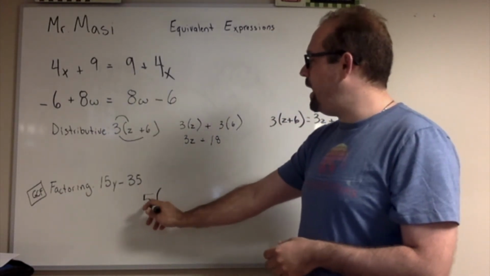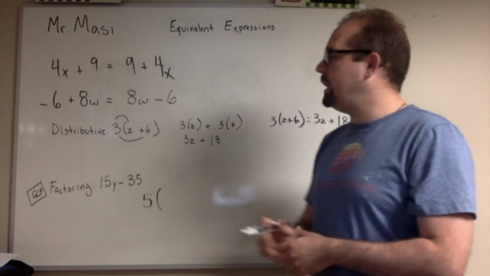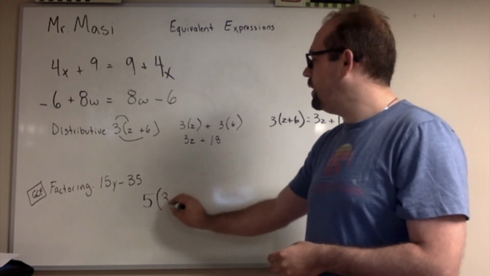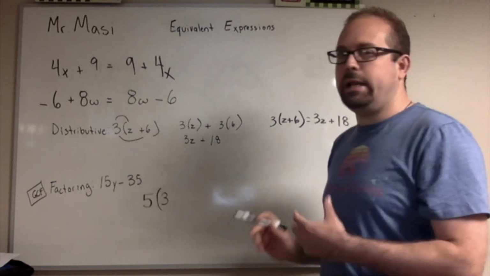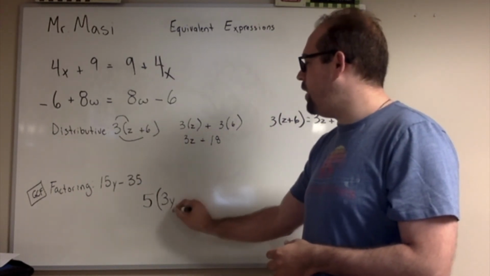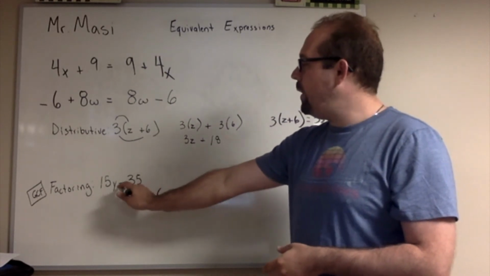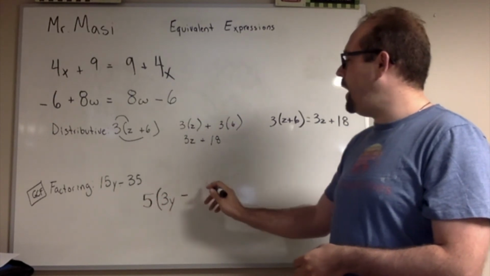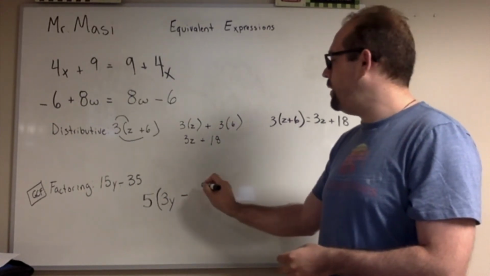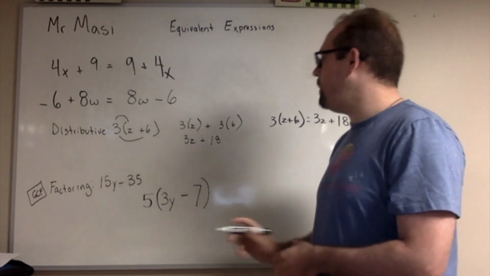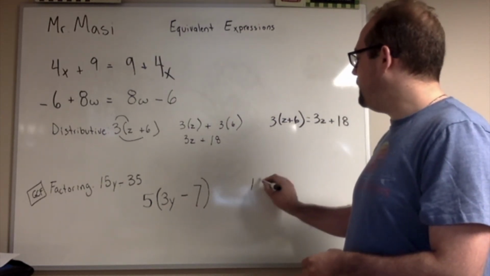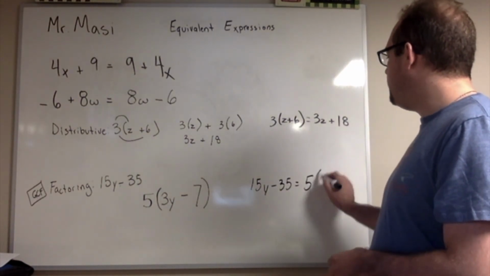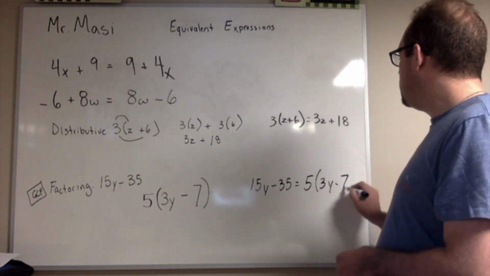And then I have to do 5 times what gets me 15y. So I know 5 times 3 gets me 15, and I need to make sure I carry that y along because that's my variable in this specific example. Now I have a minus sign, so I'm going to make sure I'm subtracting. Now I have 5 times what gets me 35. Well, I know that to be 7. Then I close my parentheses. So that means 15y minus 35 equals 5 parentheses 3y minus 7.